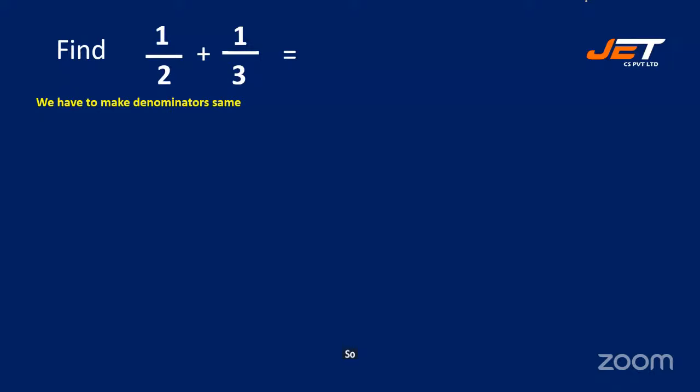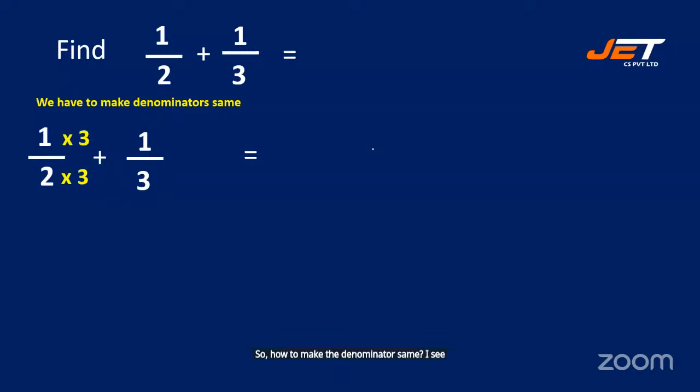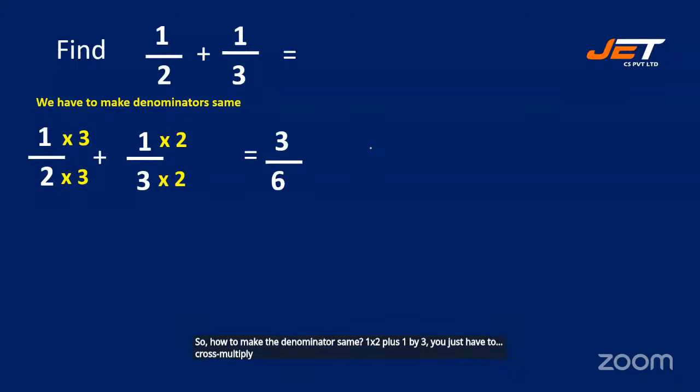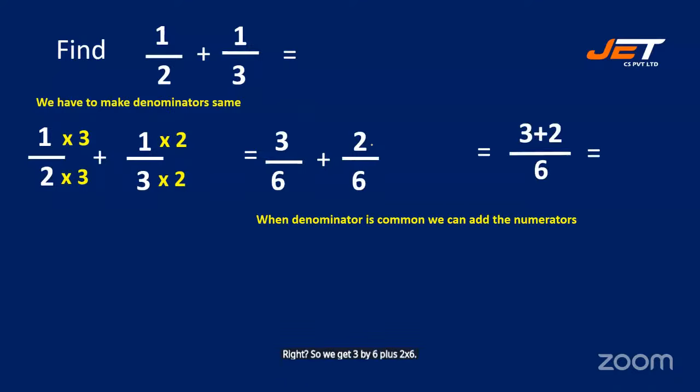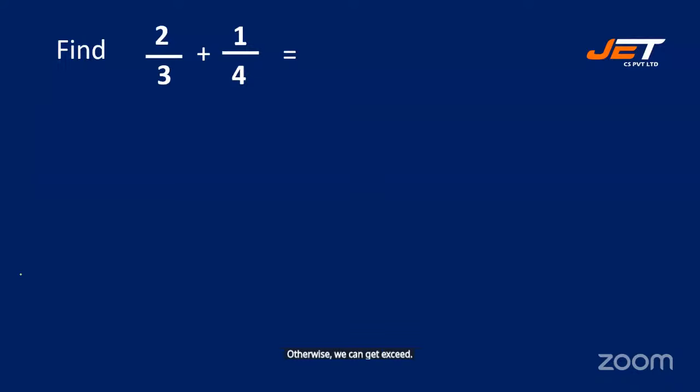So, how to make the denominators same? See, 1 by 2 plus 1 by 3, you just have to cross multiply or take LCM. So we get 3 by 6 plus 2 by 6, which is 3 plus 2, 5 by 6. When the denominators are same or common, we add the numerators. Otherwise, we take LCM. Right? Yes.